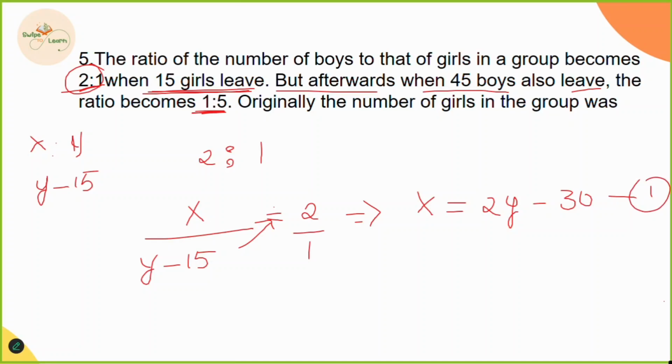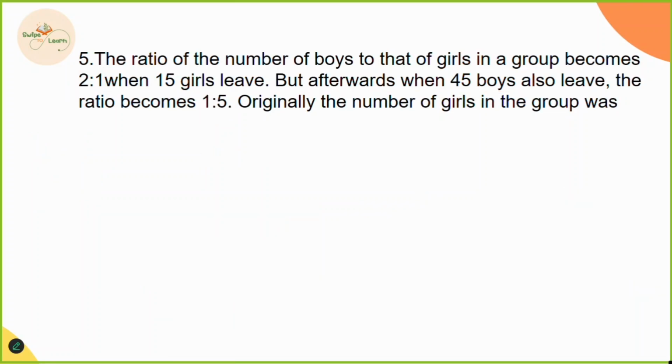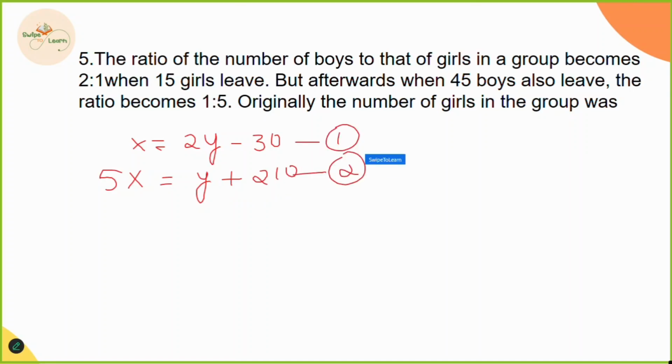And next it's saying, but afterwards, which means that even after 15 girls are leaving, 45 boys also leave. Which means X minus 45 divided by Y minus 15 equals the ratio 1:5, that is 1/5. From this we get an equation, 5X equals Y plus 210. So these are the equations which we got. By solving these equations, we get the solution. Okay, let's rewrite the equations: X equals 2Y minus 30 and 5X equals Y plus 210. This is considered as equation 1. This is considered as equation 2.